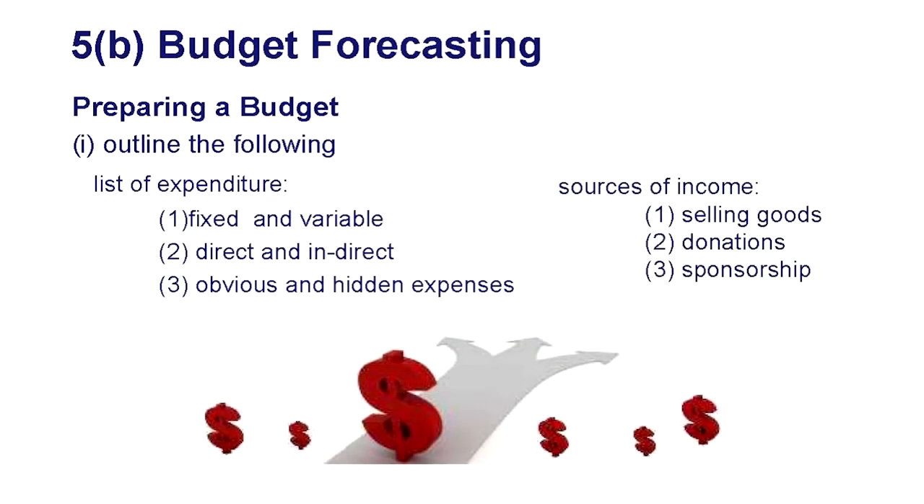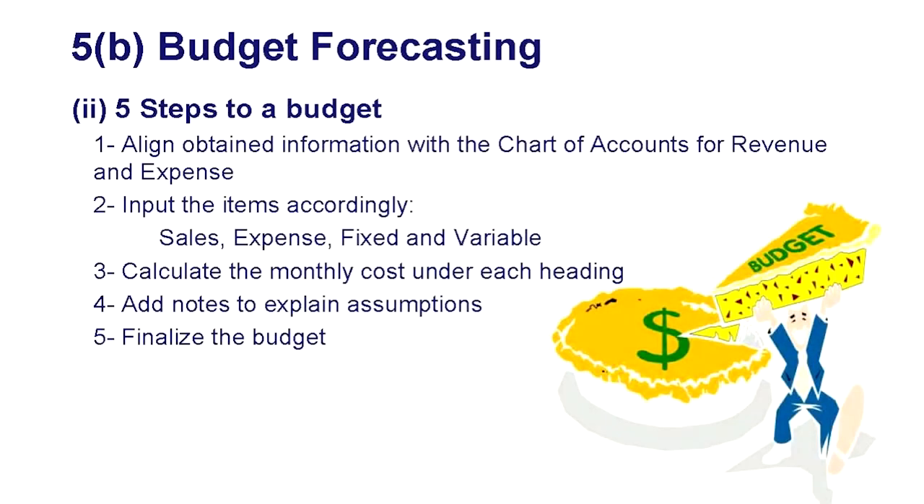Yearly budget forecast of 12 months, okay? So a list of expenditures: fixed and variable, direct and indirect, obvious and hidden expenses, and sources of income: selling goods, donations, sponsorship. So you should outline before you forecast your budget, outline what details you need to include in your budget. So 5 steps. Number 1, align, obtain information, input the data accordingly: sales, expense, fixed, variables, and calculate the monthly cost.